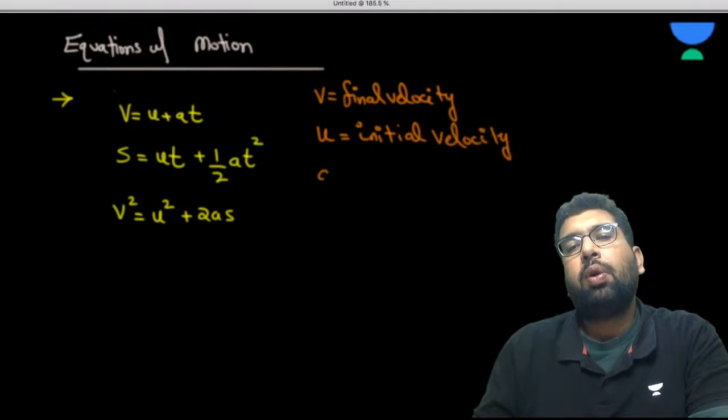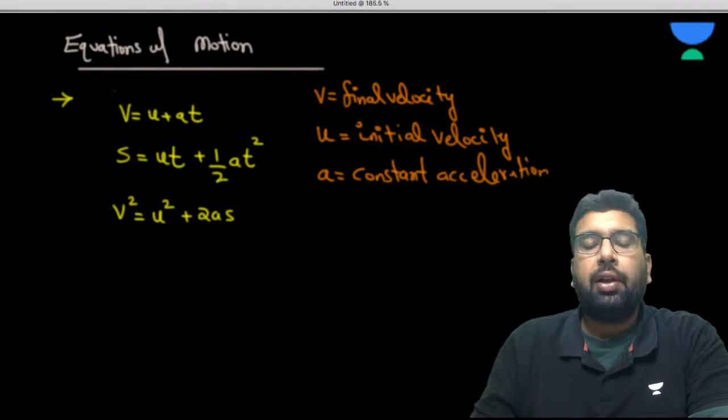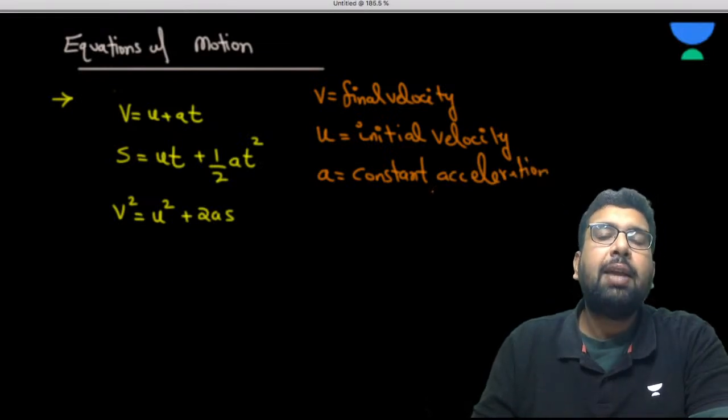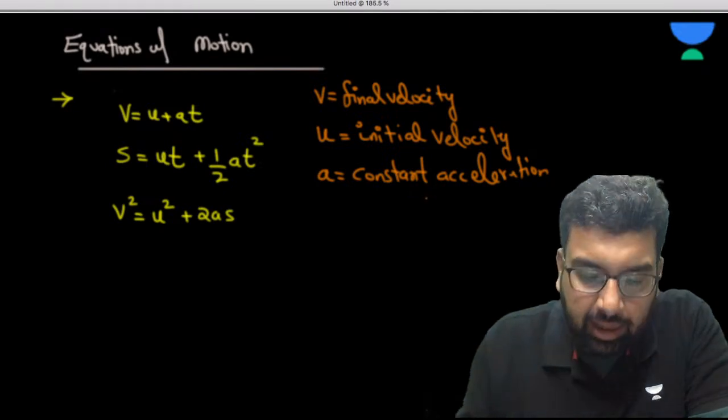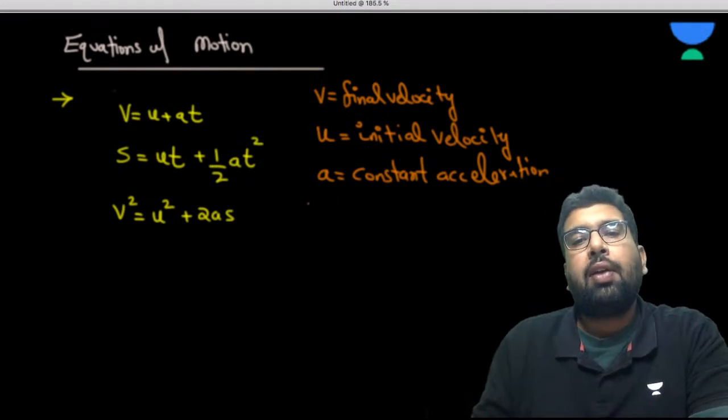Okay, A is what? A is the constant acceleration. Remember, I told you previously also that these equations are only applicable when the acceleration is constant. So A is constant, beta. Okay. And what is S?